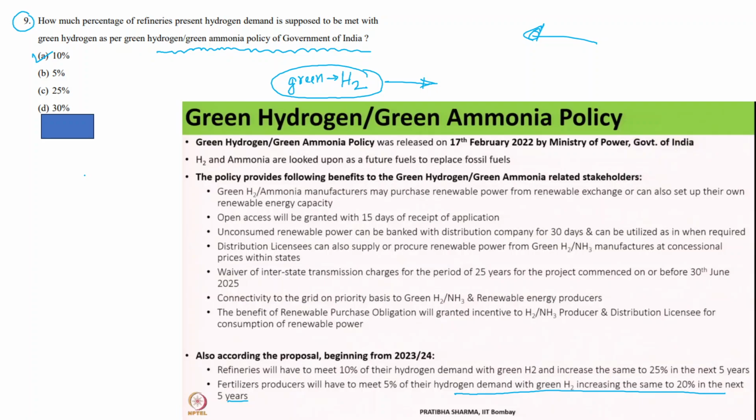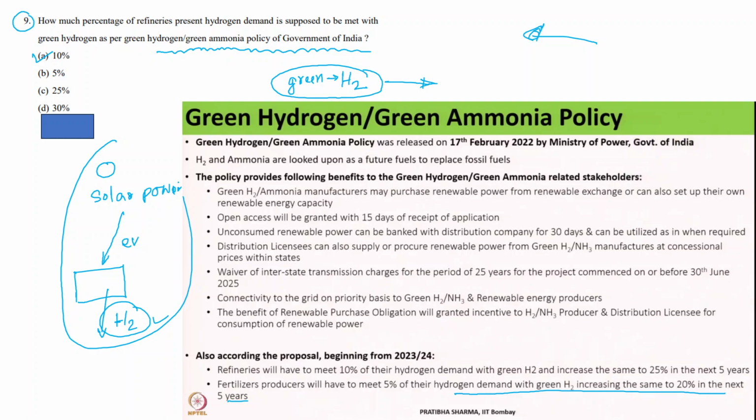How will there be no carbon footprint? If I only use solar power as the energy, solar power produces electric energy. This electric energy will be utilized in the electrolyzer. This electrolyzer will produce hydrogen. This hydrogen is called green hydrogen. There is no carbon footprint in this process.